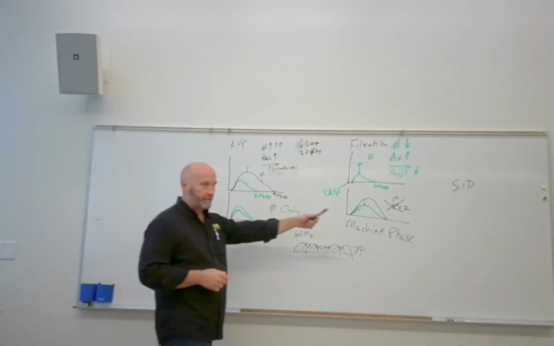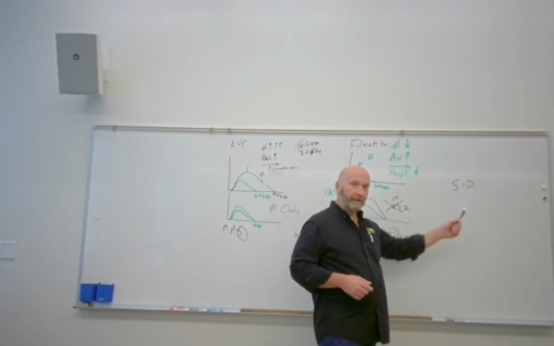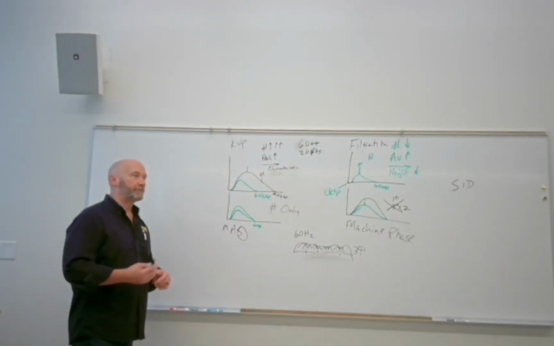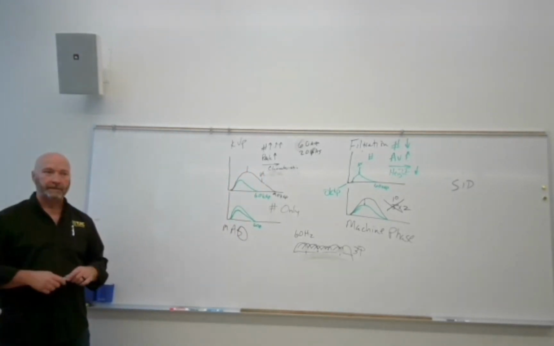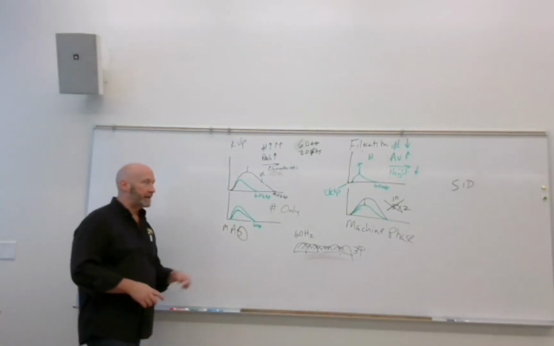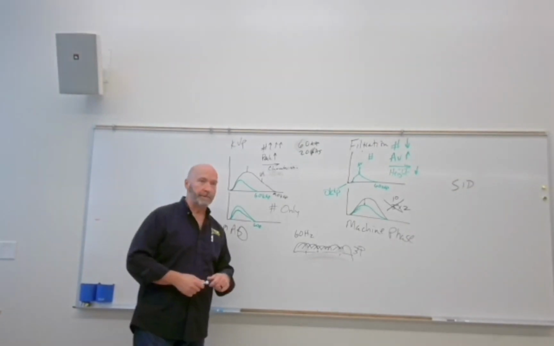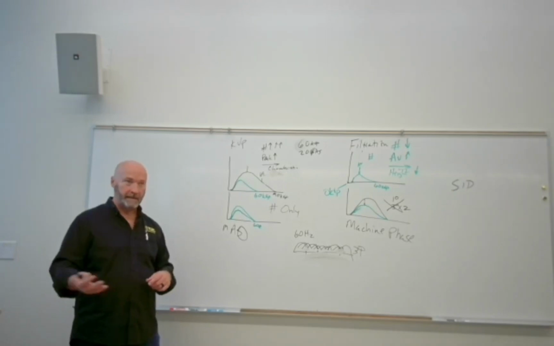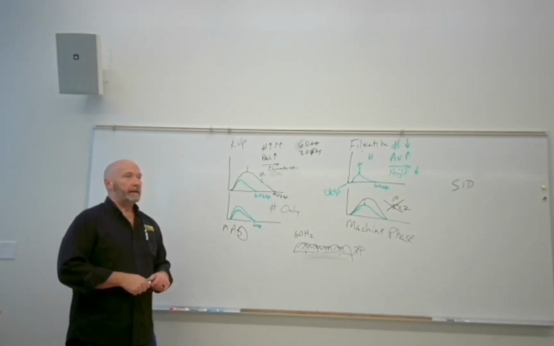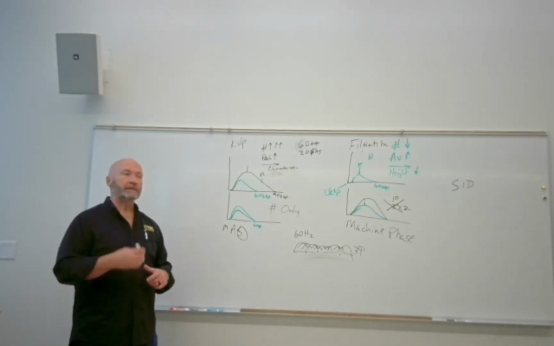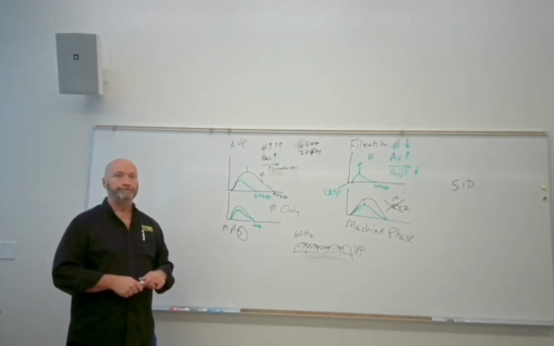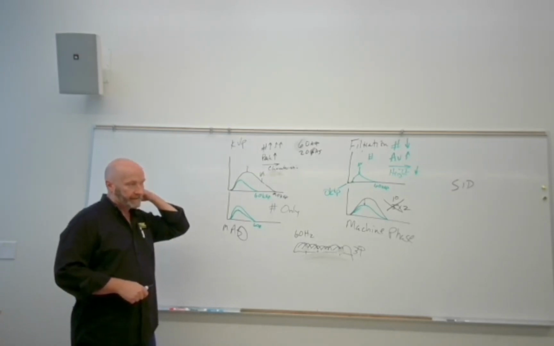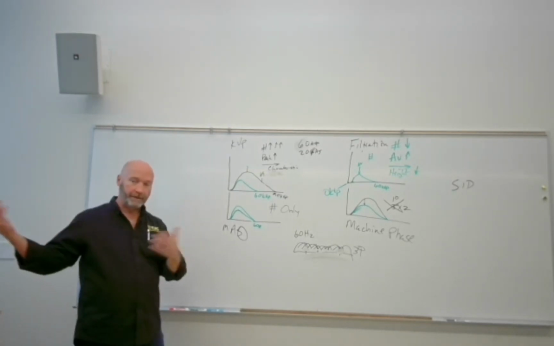So this question kind of trips people up a bit. Make sure you understand the question as you increase your SID. If it doesn't ask you, what do you need to do with your technique? If you increase your SID, what does it do to the Brems spectrum? Nothing. If you increase your SID and you don't adjust your technique, what's it going to do to your image receptor exposure? Decrease it.